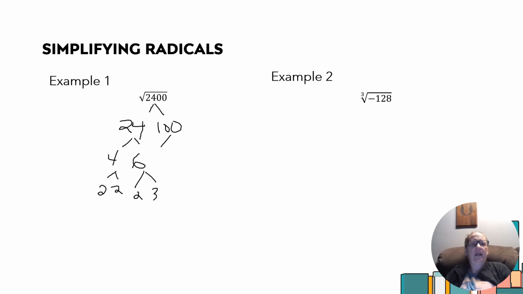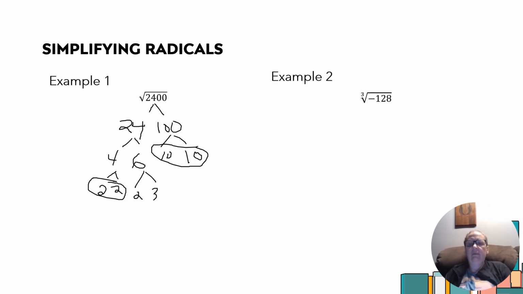For 100, I have 10 times 10. Now I could continue to prime factor this, but I'm not going to, because it's not really necessary to completely prime factor it. I'm just looking for pairs of things. And this is already a pair, so there's no point in going any further. So I have those 2 pairs.